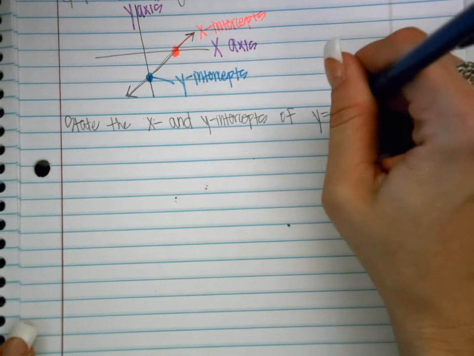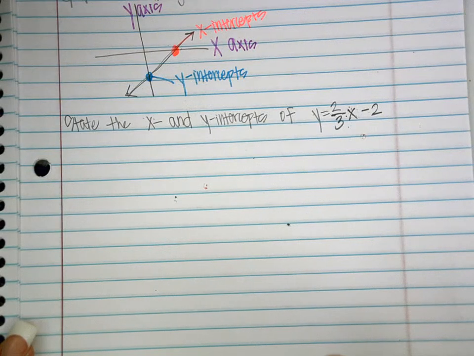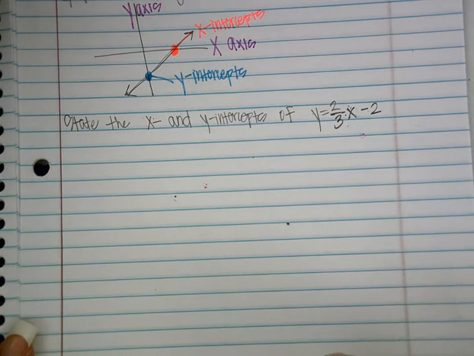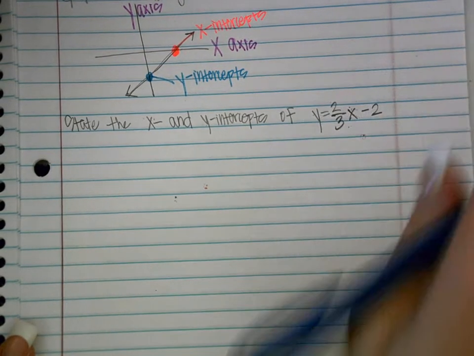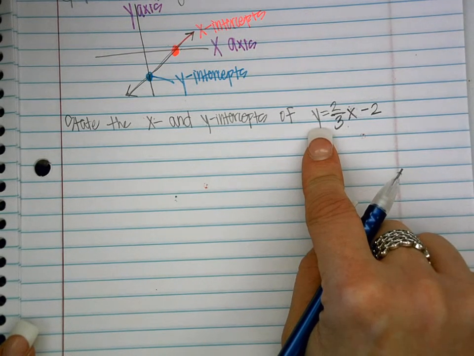y equals 2/3 x minus 2. State the x and y intercepts. So, state the x and y intercept of y equals 2/3 x minus 2.